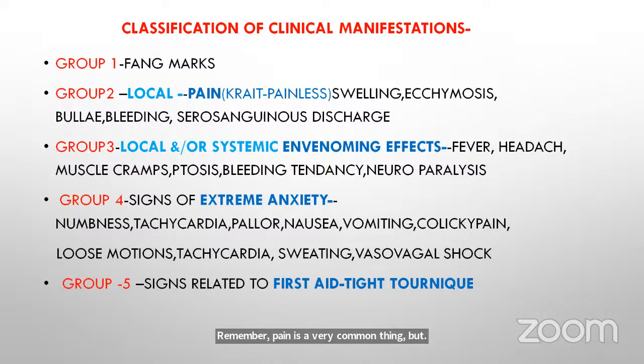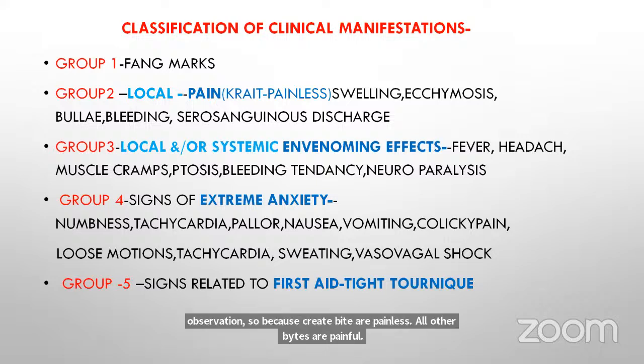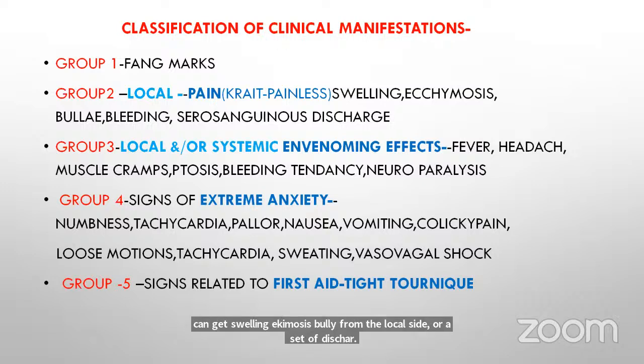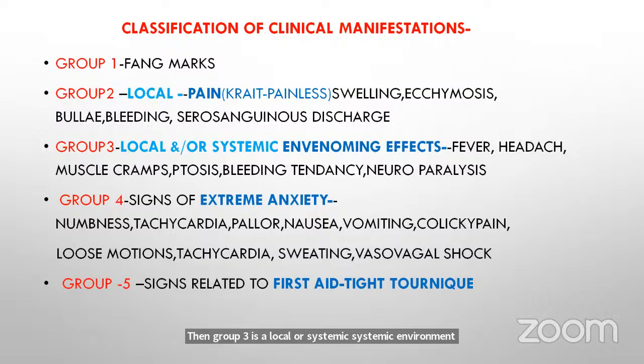It is very important. Many times the patient comes saying, "Doctor, nothing has happened, something bit me a little, maybe it is nothing." But if you are sure that it is a snake bite, it is better to keep the patient under observation, because krait bites are painless, all other bites are painful. You can get swelling, ecchymosis, bleeding from the local site, or a serosanguinous discharge. Then group 3 is the local or systemic envenoming effects like fever, headache, muscle cramps, then ptosis.